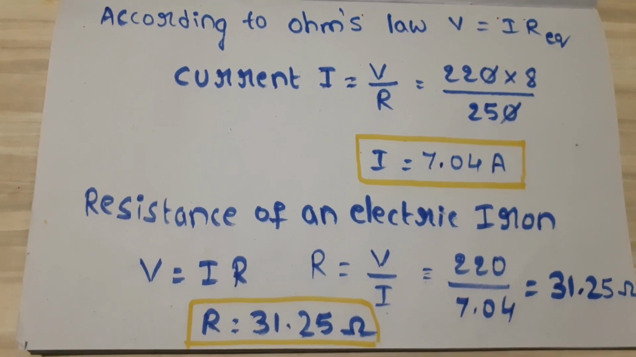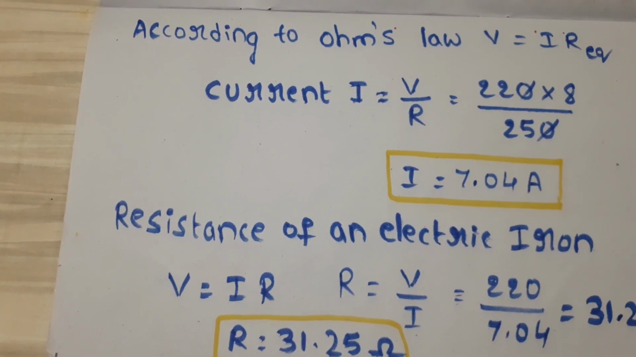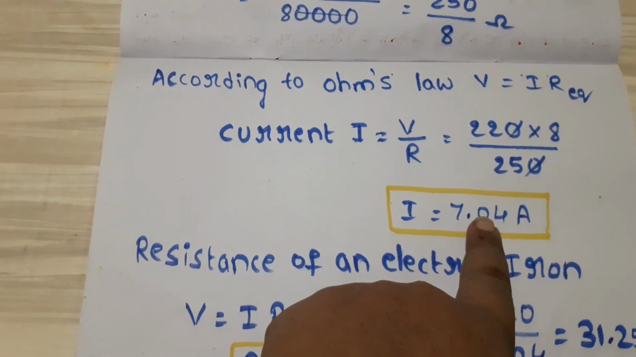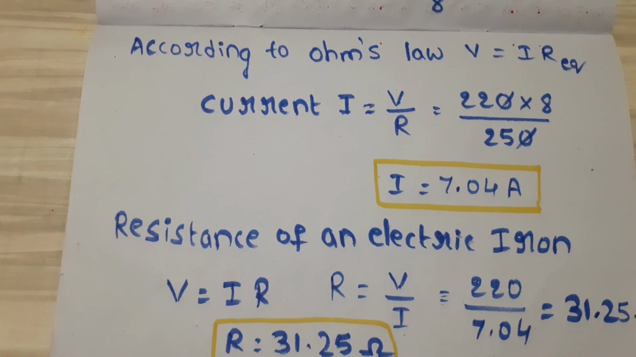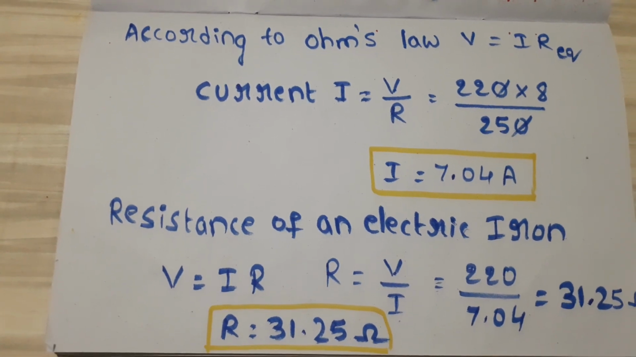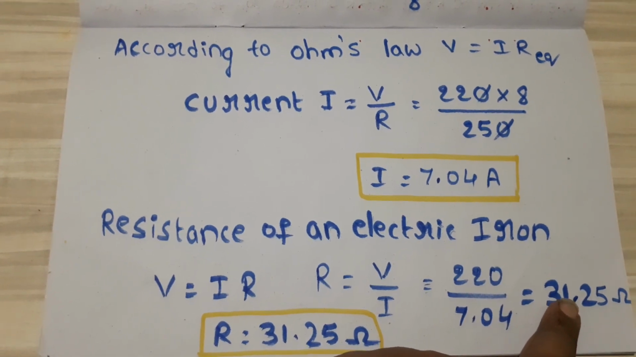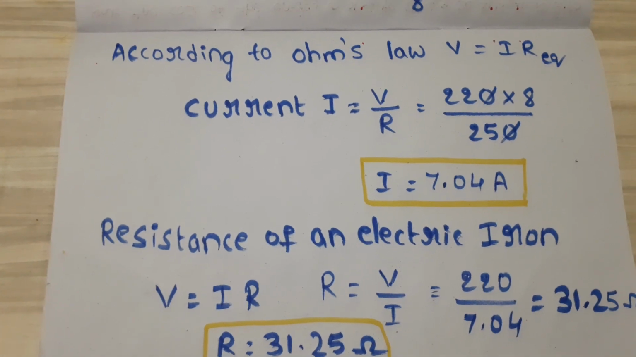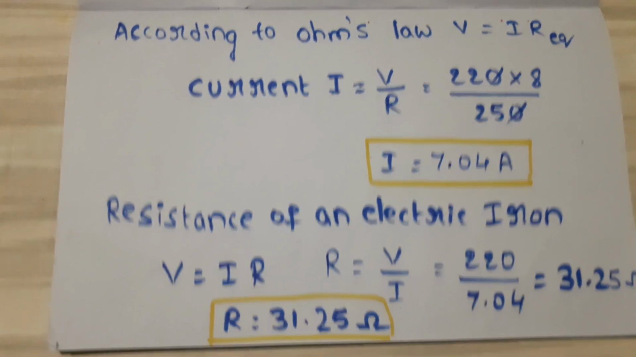Next I am going to find the resistance of an electrical iron, V equal to IR. So we know that the current value is 7.04 ampere, and the potential difference V is 220 volts. Substituting the two values, we will get the resistance value 31.25 ohms. So that is the value of the electrical iron resistance.